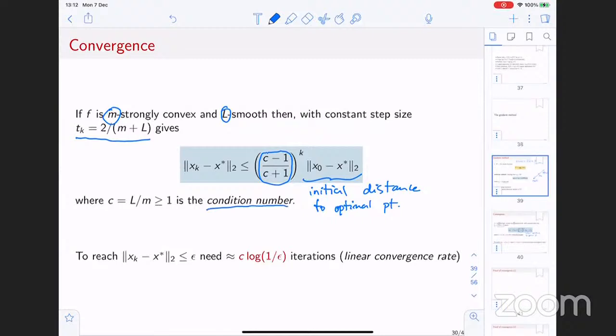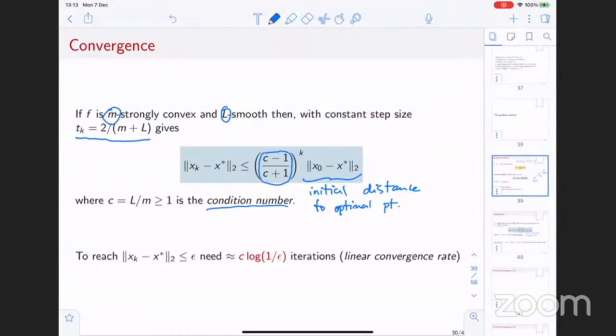That is very often, in fact, called the condition number of the function. And you note that c minus 1 divided by c plus 1 is a number strictly less than 1. So at each step of the algorithm, the distance to x star is being multiplied by a certain number strictly less than 1. So this means that eventually your distance to x star will converge to 0 at a linear, or if you want to call it also, a geometric rate.